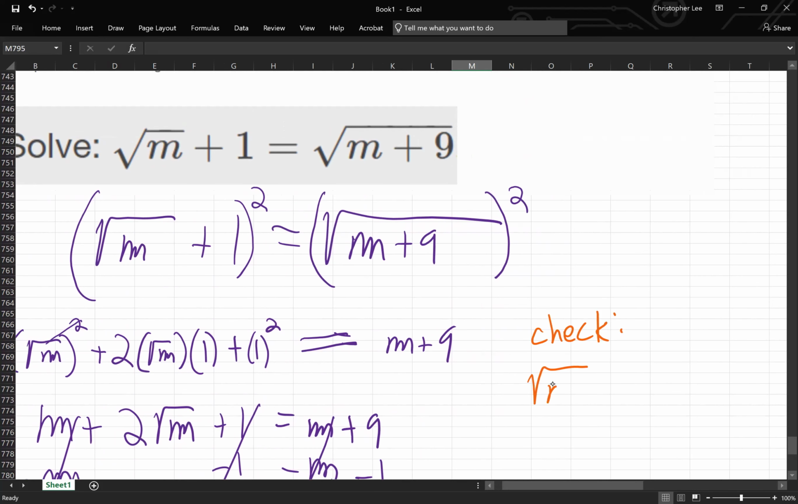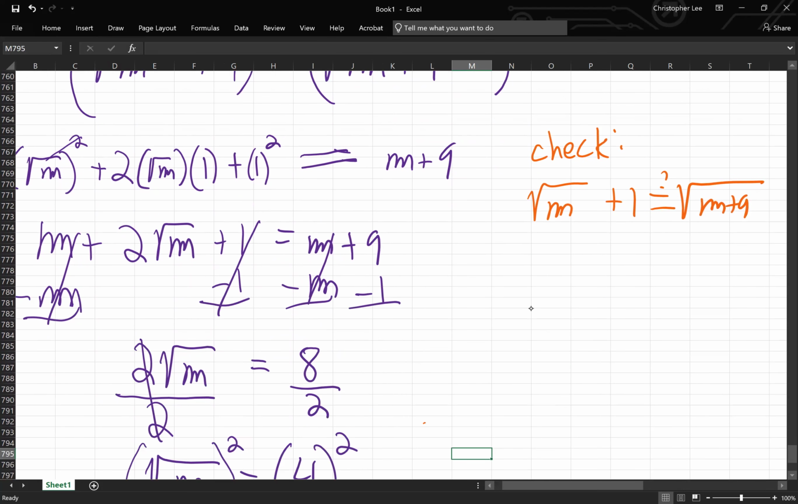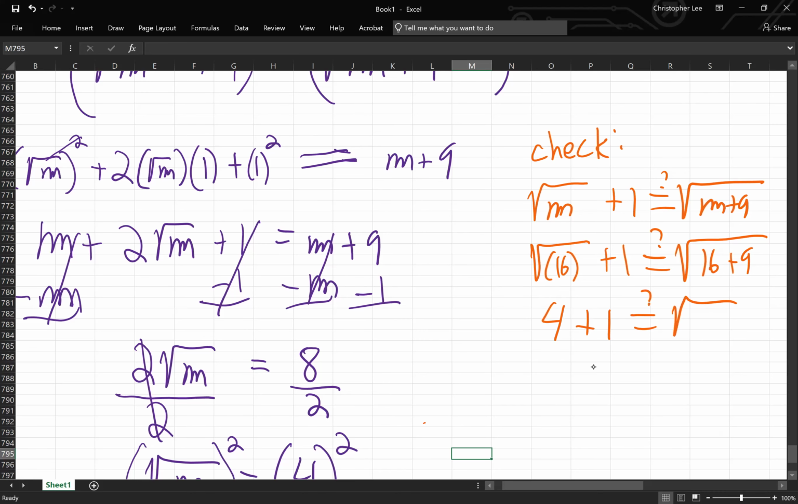So allegedly, square root of m plus 1 is equal to the square root of m plus 9. I don't know if it's true, but let's see. So square root of 16 plus 1 allegedly is equal to square root of 16 plus 9. Let's check it out. Square root of 16 we know is just 4, plus 1. Allegedly, that's equal to square root of 25. And in some places, 5 does equal 5, so we're good to go. Once you have the left side equal to the right side, you're good to go with your check. Okay. Questions on this, anybody?